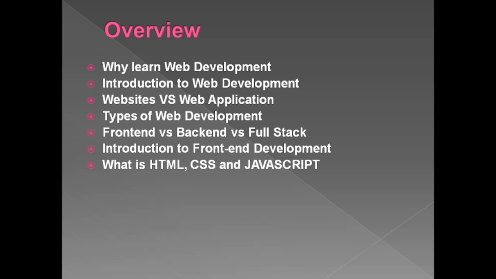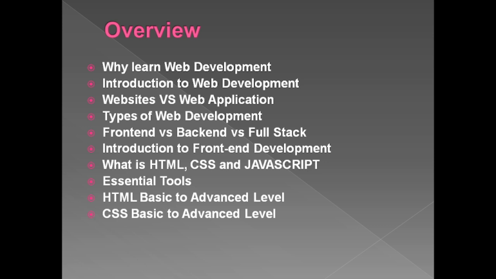What is HTML, CSS, and JavaScript? Get introduced to the three core languages of the web. You will understand how they work together. Essential tools. We will set up your development environment, code editor, browser tools, and some cool VS Code extensions. HTML basics to advanced. From text and structure to forms and semantic HTML, we will cover everything with hands-on examples. CSS basics to advanced. Styling your sites like a pro, including flexbox, grid, animations, and responsive design.